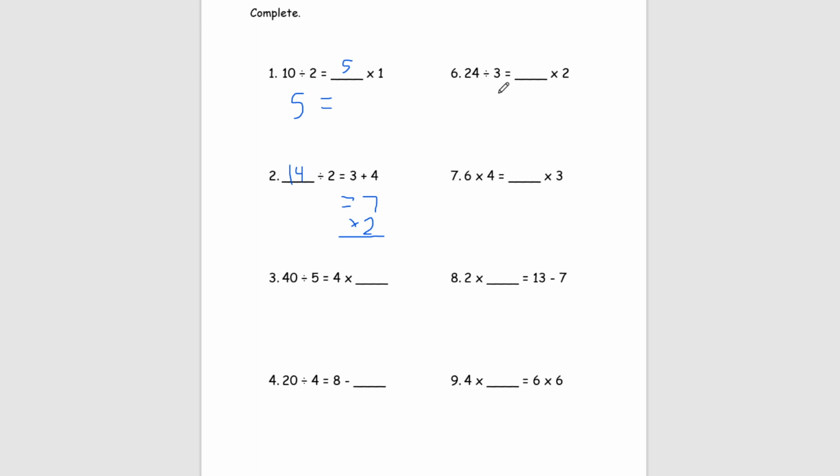For number 6, we have 24 divided by 3 equals blank times 2. So let's find 24 divided by 3 first. What times 3 gets us 24? Well, if you know your times tables, you know that number would be 8. So let's put an 8 right here. Now we have equals blank times 2. And so we just need to know what plus itself will get us 8. And let's think. We know the number is 4.